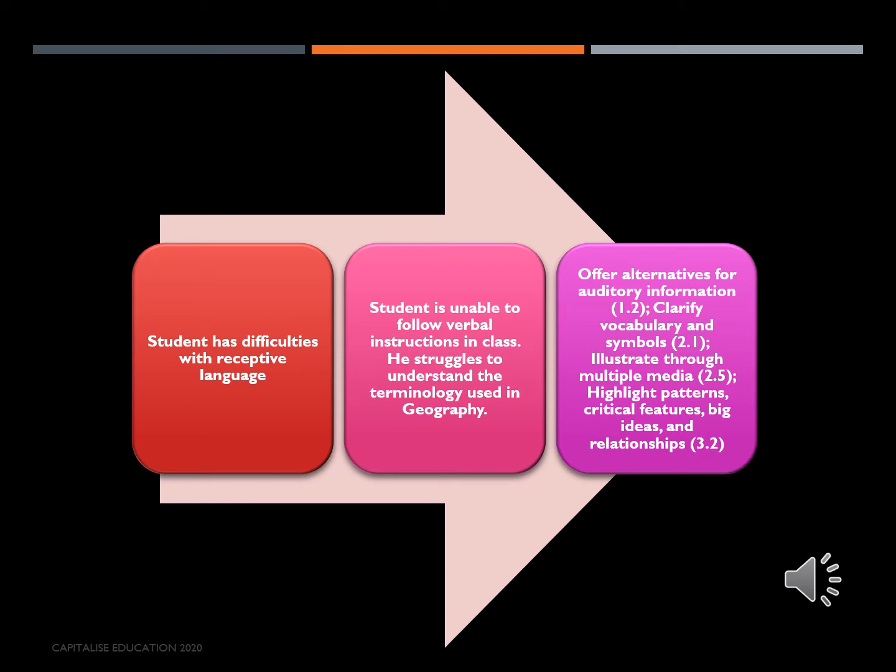We could look at checkpoint 1.2, offering alternatives for auditory information. We could also look at checkpoint 2.1, which is clarifying vocabulary and symbols for our student. We could do this through illustrating information via multiple media, which is checkpoint 2.5. We could also highlight patterns, critical features, big ideas, and relationships in information, which is checkpoint 3.2.